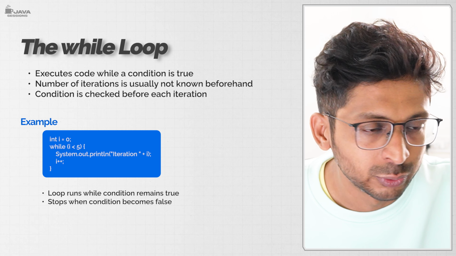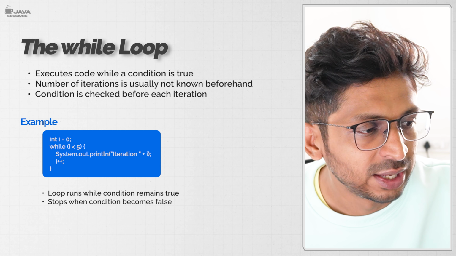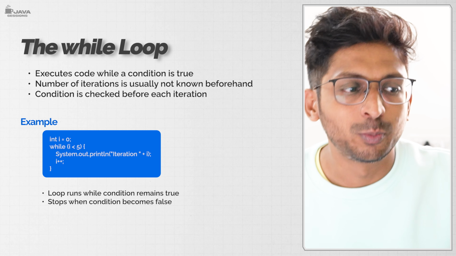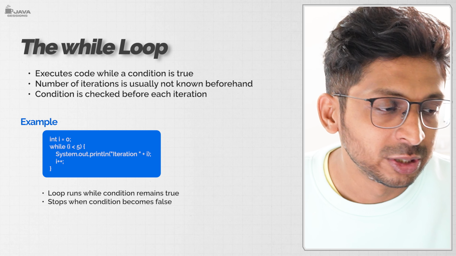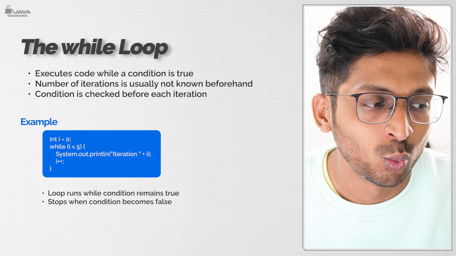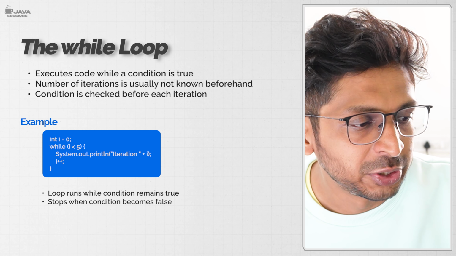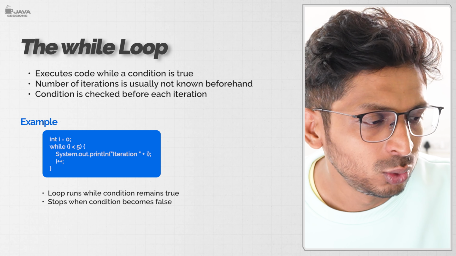It's just a different way to do it. So while I is less than 5, print out the iteration and I plus plus. Now this is going to print out and then it's going to increment the value of I. So in the first iteration, I is equal to 1. Second iteration, I is equal to 2. And this is also going to print out all of the values from 0 to 4.